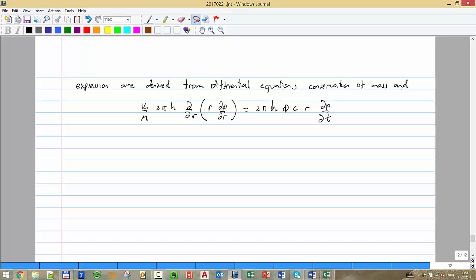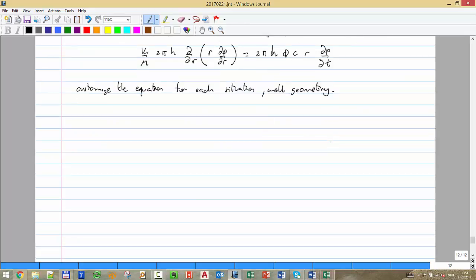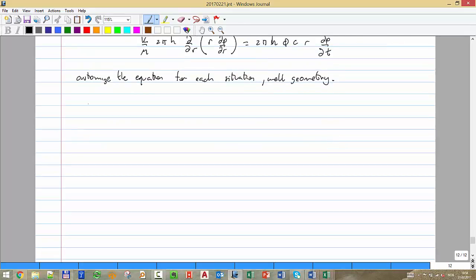If it's a horizontal well, then I customize the equation for each situation, for each well geometry. And at the end, I end up, for example, with some example equations. I think the first one we have here is gas.